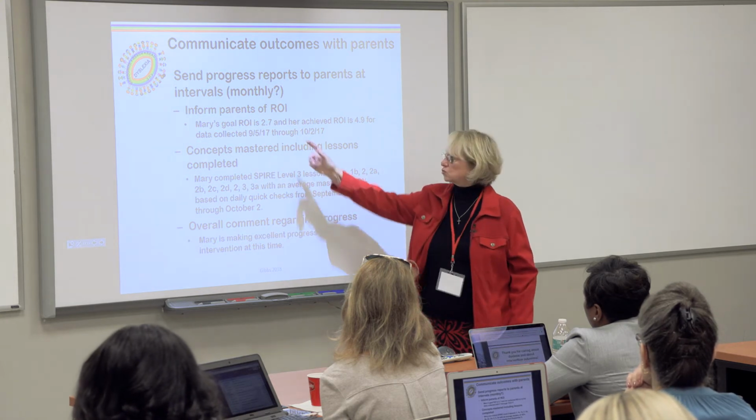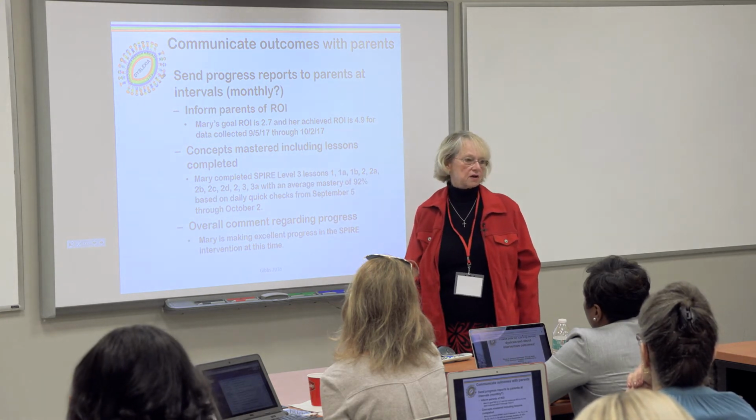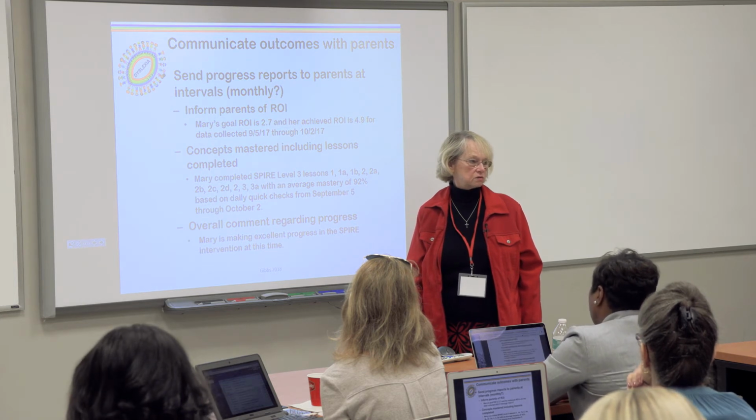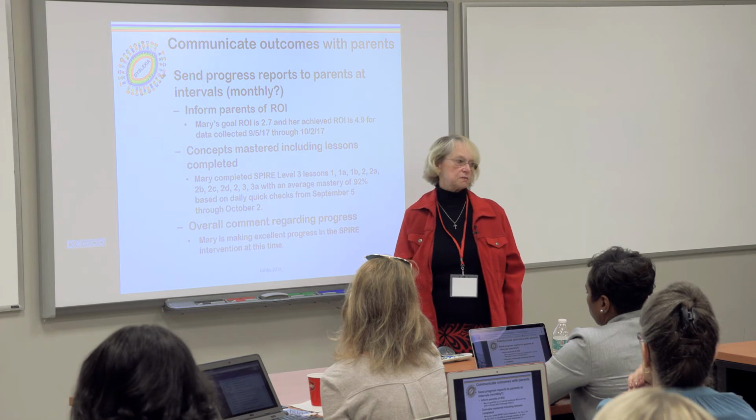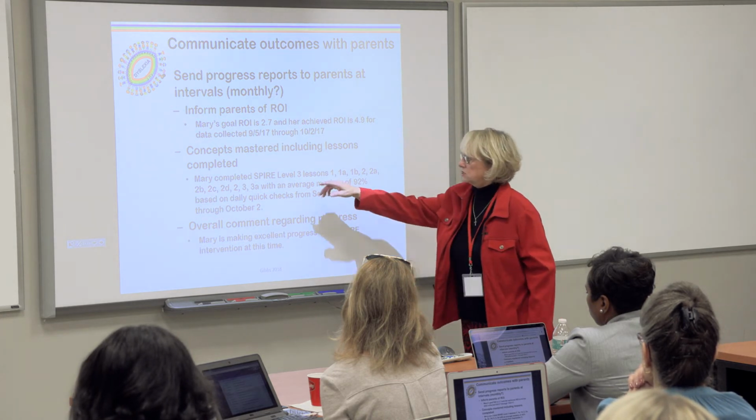Or, oh my gosh, the goal rate of improvement was 2.7 and the actual or achieved rate of improvement is 0.06. I've seen those, 0.06. 0.06 will never be an acceptable goal rate, achieved rate.